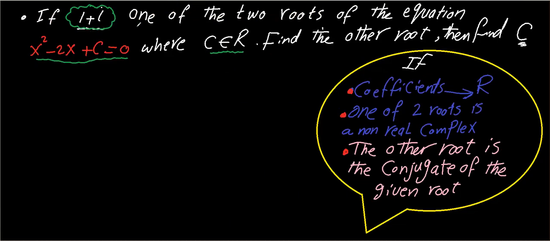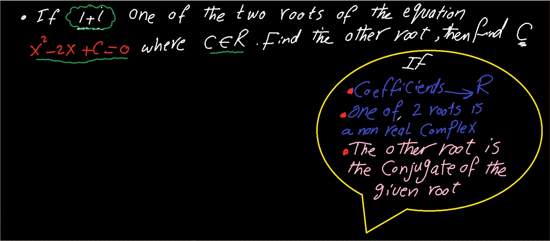If 1 plus i is one of the two roots of the equation x power 2 minus 2x plus c equals 0, where c is a real number, find the other root, then find c. We have a remark here. If we are talking about a quadratic equation where all coefficients are real and one of the two roots is non-real complex, then the other root is the conjugate of the given root.